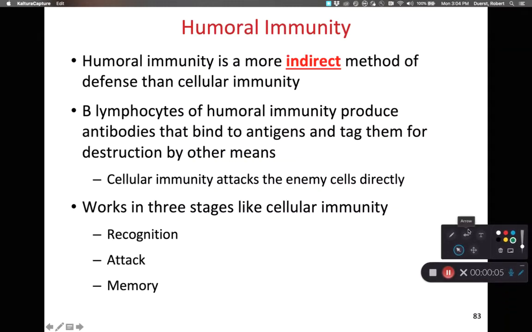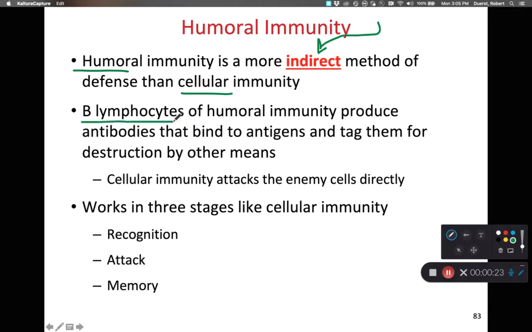Hi class, in this recording we are going to focus on humoral immunity and senescence of the immune lymphatic system. As we look at humoral immunity, it's a very indirect method compared to cellular immunity. It's going to involve releasing antibodies, and then those antibodies target cells for destruction.